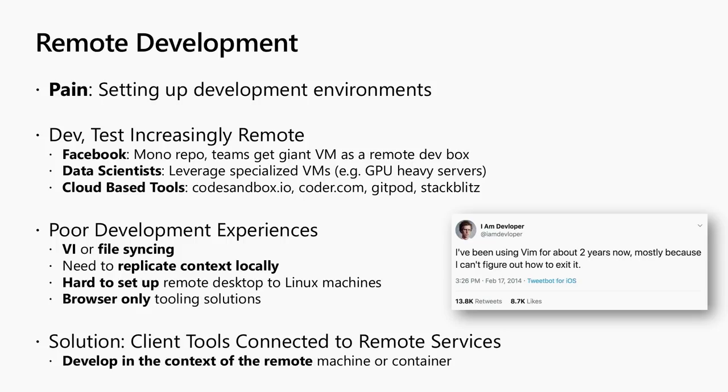So everybody at Facebook has a developer VM in the cloud. It's huge. It's massively powerful. They just connect to it from their machine. They develop remotely against that. You see data scientists who need these massive VMs with a bunch of GPUs in the cloud to do models, things like that. And all these cloud-based tools, really what they're doing is making it easier to set up development boxes that are up in the cloud that you can just connect to and work with.